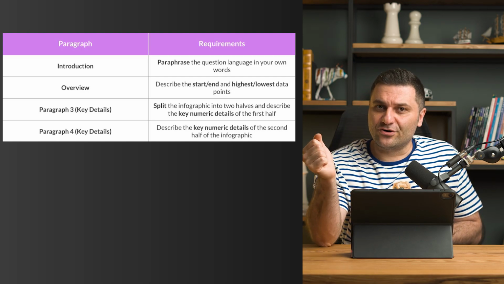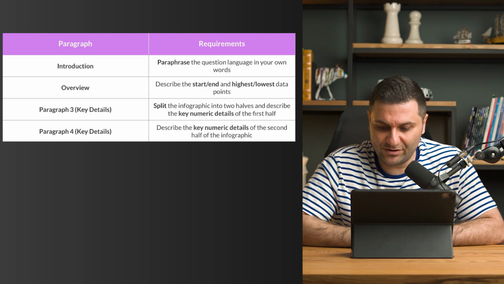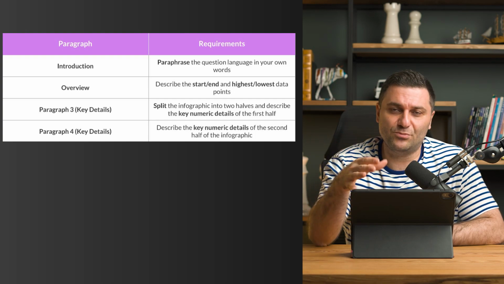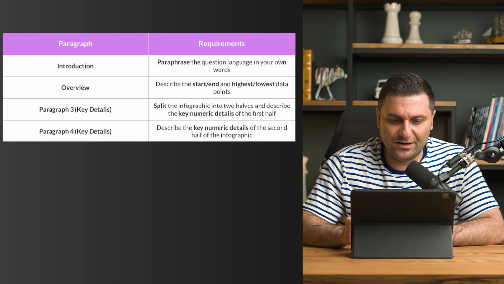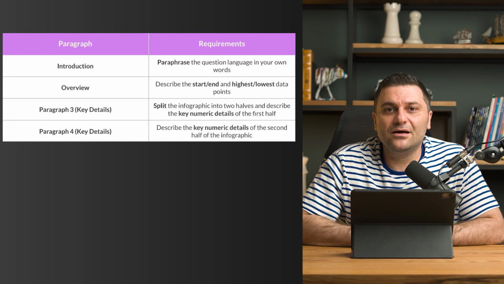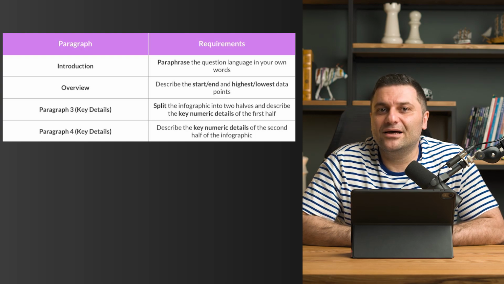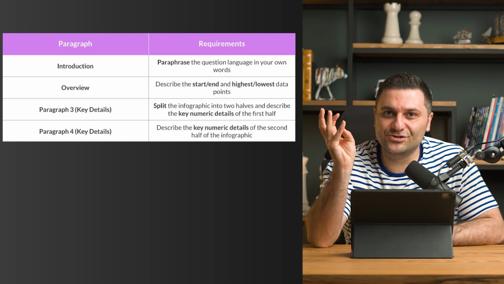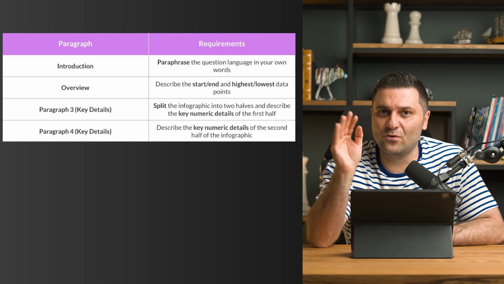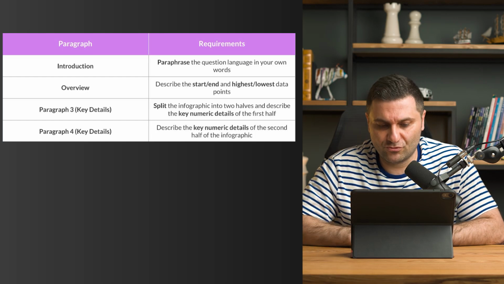And this structure allows you to address all parts of the task and clearly present your ideas. And by doing so, you will be able to get a good grade in task achievement. So in IELTS Task 1 academic writing, you will have 4 paragraphs: introduction, overview, paragraph 3 and 4, in which you give information about key details of the chart or graph.